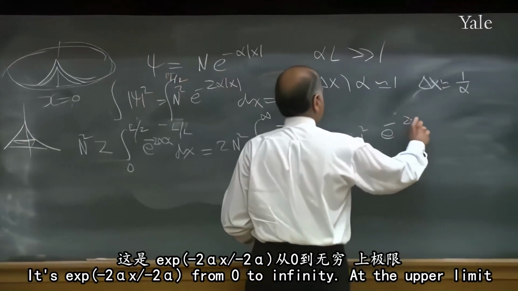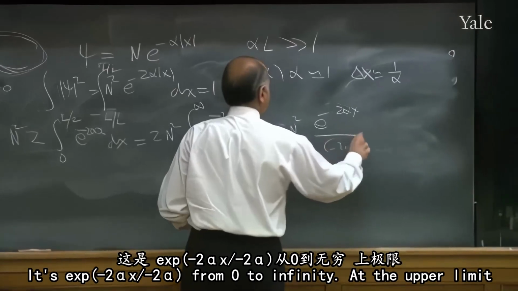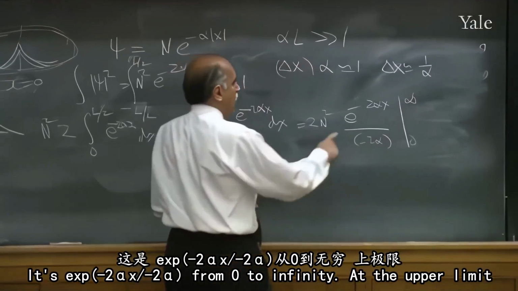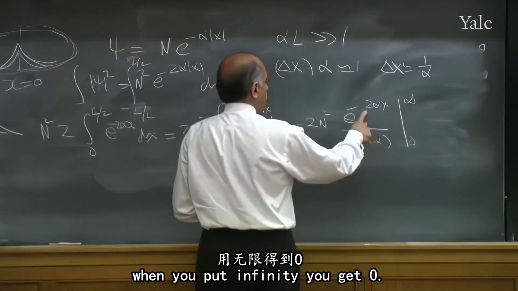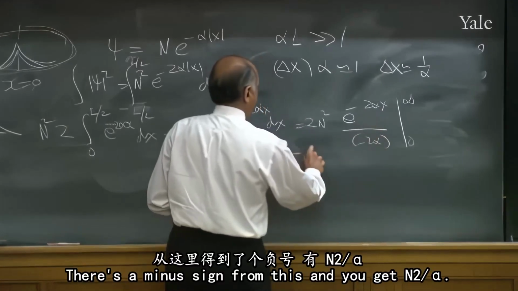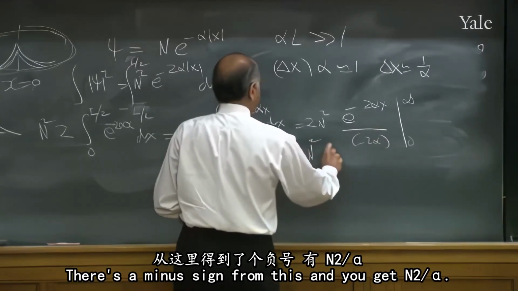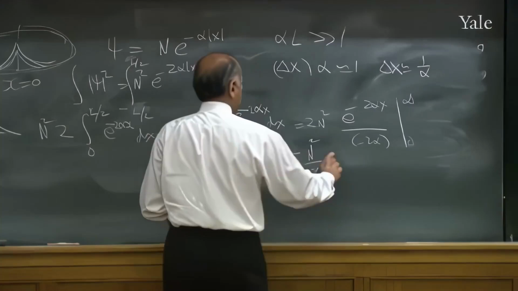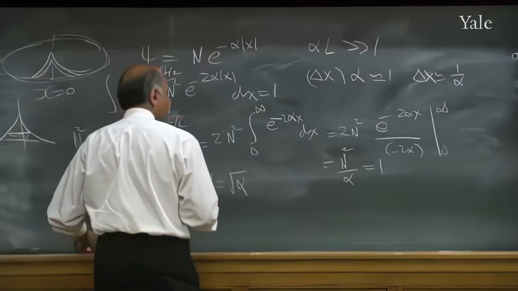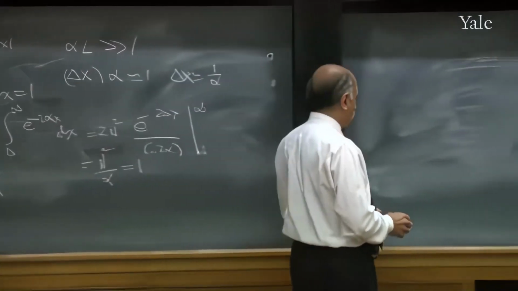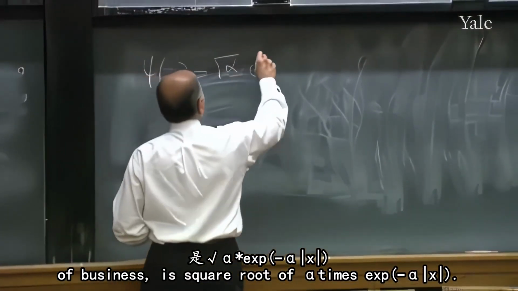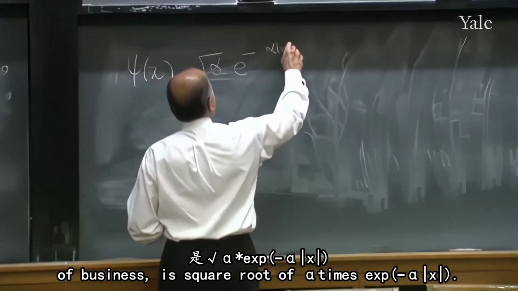It's e to the minus 2 alpha x divided by minus 2 alpha from 0 to infinity. At the upper limit, when you put infinity, you get 0. At the lower limit, when you put x equal to 0, you get 1. There's a minus sign from this. And you get n squared over alpha, which should be 1, so n is equal to the square root of alpha. So my normalized wave function, this is the first order of business, is square root of alpha e to the minus alpha mod x.